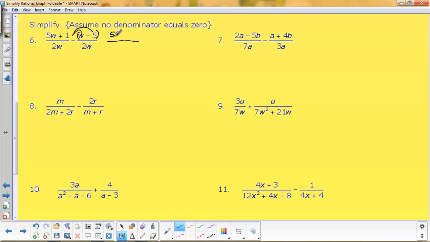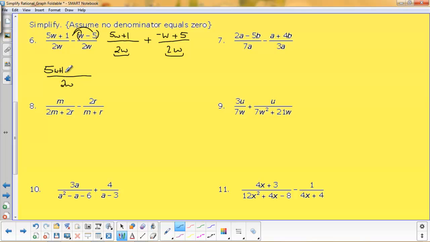So to rewrite this, I get 5w plus 1 plus negative w plus 5. Now this is very, very important because it changes how you're going to simplify your numbers. So in this particular problem, remember, when adding and subtracting, you need to have a common denominator. The denominator for the first fraction is 2w, and for the second fraction is also 2w. Since we already have a common denominator, I can rewrite this as a single fraction all over 2w.